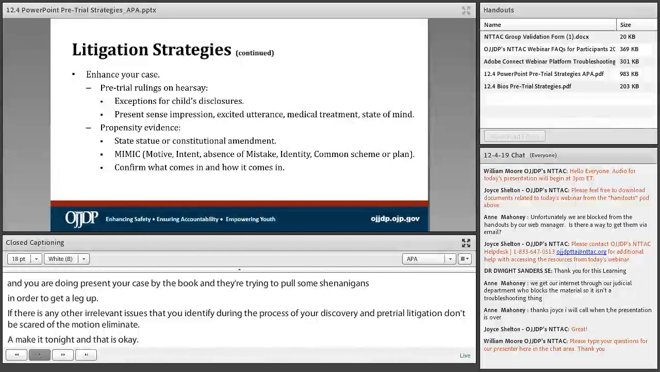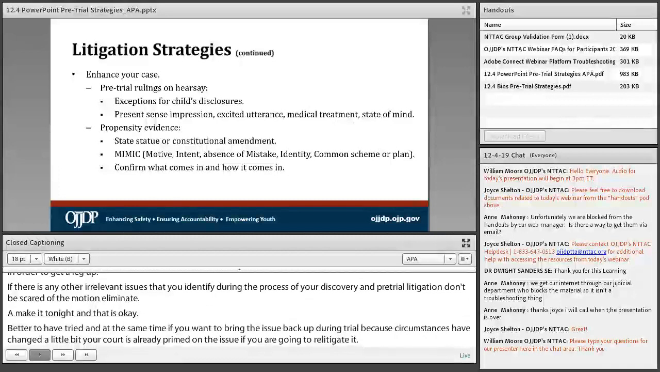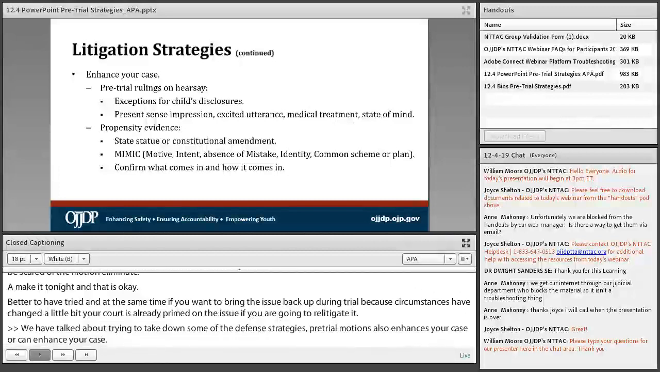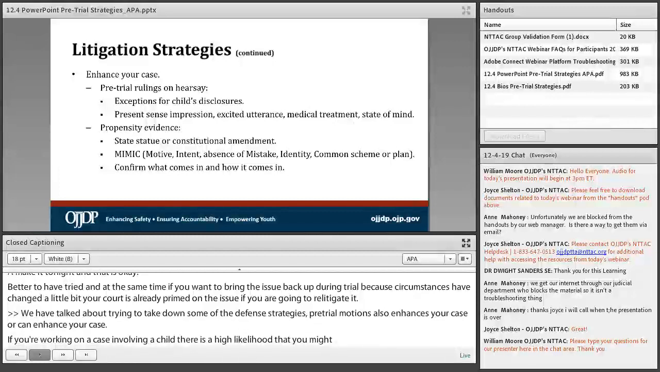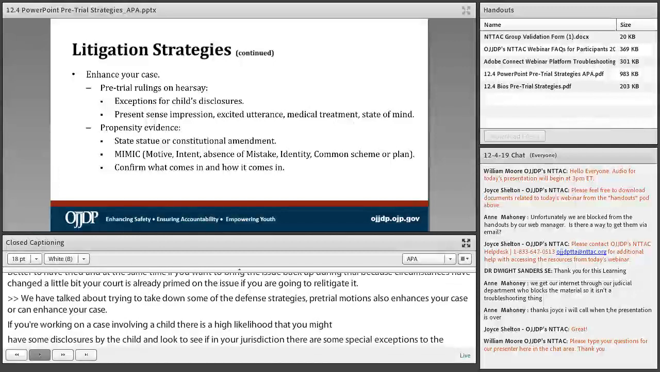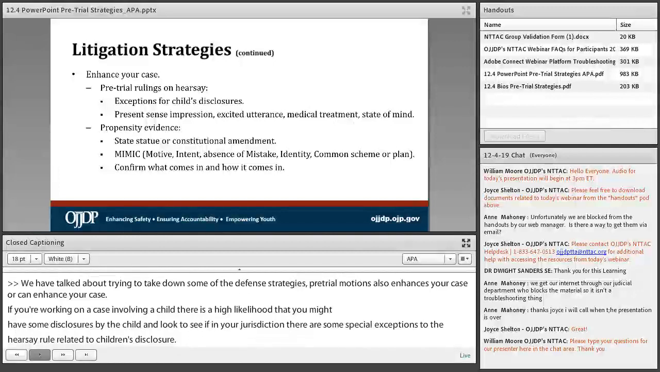All right, we've talked about trying to take down some of the defense strategies, but pretrial motions practice can also enhance your case. If you are working on a case involving a child, there's a high likelihood that you might have some disclosures by that child, so look to see if in your jurisdiction there are special exceptions to the hearsay rule related to children's disclosures. In Missouri, for children who make disclosures about abuse when they are under the age of 14, there's a special exception. We just have to have a pretrial hearing on it to ensure that the statements are reliable.